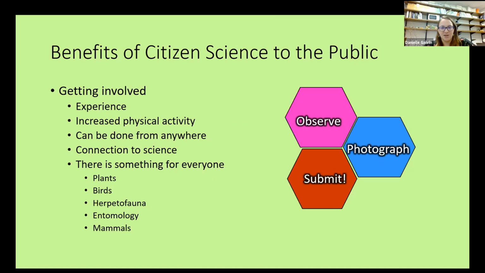One of the greatest things, though, about citizen science is that it can really be done from anywhere. As long as you're able to take a photograph or even just record audio, you can participate in citizen science. So even if you're just sitting at your kitchen table, looking out the window at your bird feeder, you can take a photo of those birds and submit it to different applications and programs. By participating in citizen science programs, you're also able to remain connected to science and the scientific process.